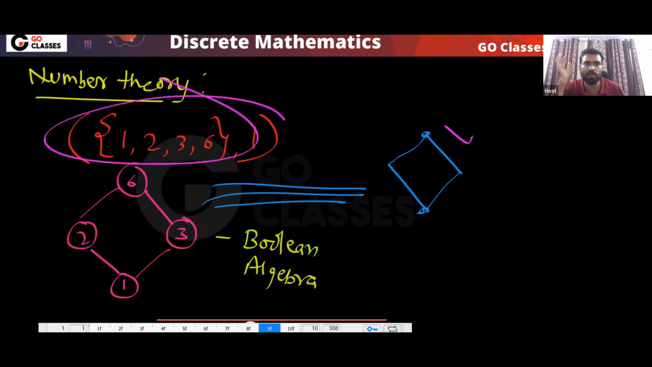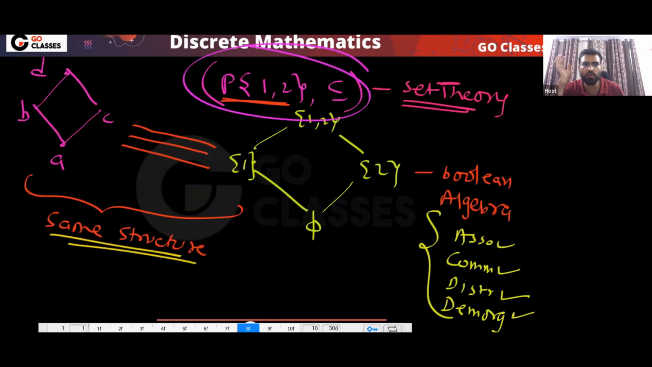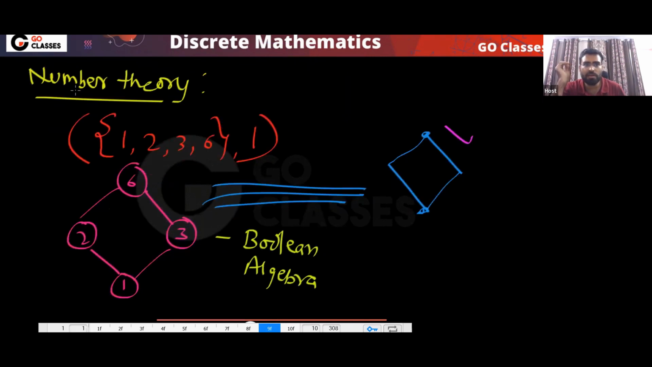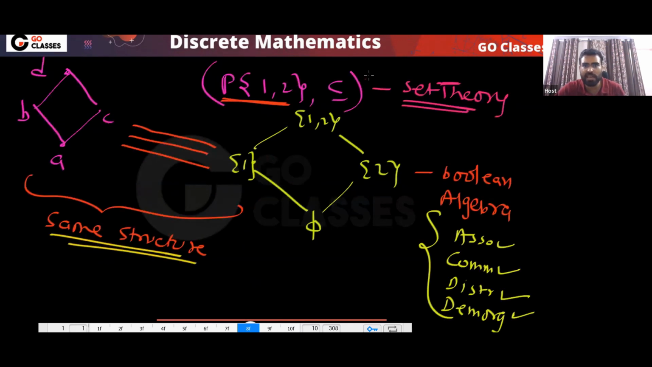This is the example from number theory. This is the example from set theory. Here we have sets, here we have numbers, but these are completely different fields, right? Set theory is a completely different thing from number theory, but you can notice that they have some similarity. So I can say that this structure and this structure have similarity.